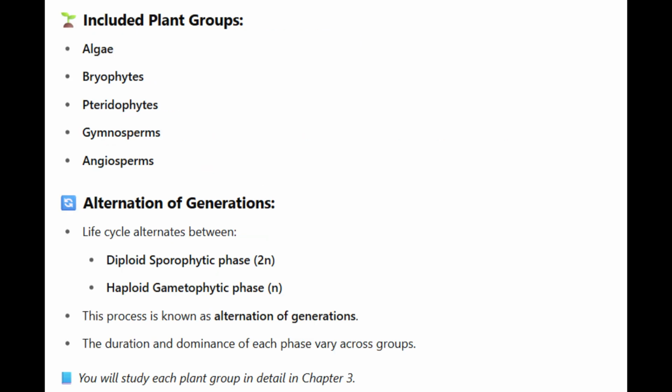Groups included in Kingdom Plantae. This kingdom is vast and diverse. It includes algae, aquatic simple plants; bryophytes, like mosses; pteridophytes, ferns and their relatives; gymnosperms, cone-bearing plants; and angiosperms, flowering plants, the most advanced and diverse group. You'll learn more about each of these in Chapter 3.